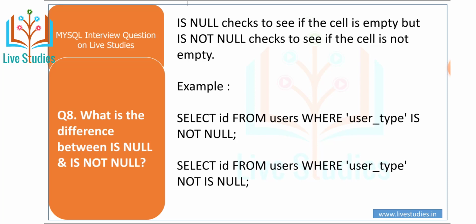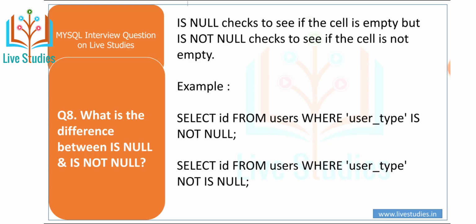Another question is, what is the difference between IS NULL and IS NOT NULL? IS NULL checks to see if the cell is empty, but IS NOT NULL checks to see if the cell is not empty. Just listen carefully. IS NULL checks to see if the cell is empty, but IS NOT NULL checks to see if it is not empty.